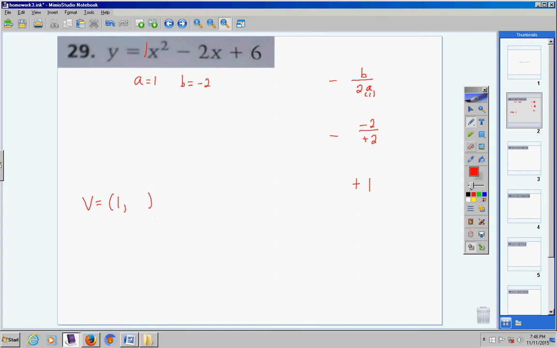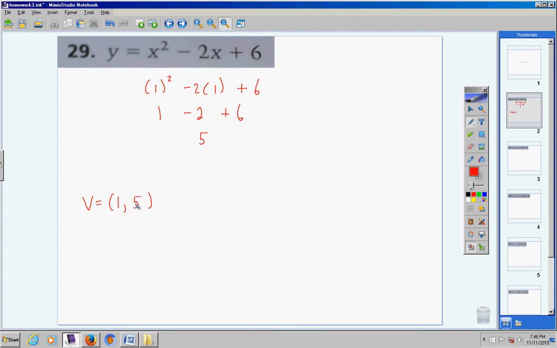Alright, now, step 2, we're going to take this value and substitute it in for x right here. So for x, I'll put a 1. And here we go. 1 times 1 is 1. -2 times 1 is -2. +6. If you combine those numbers, you will get a 5.